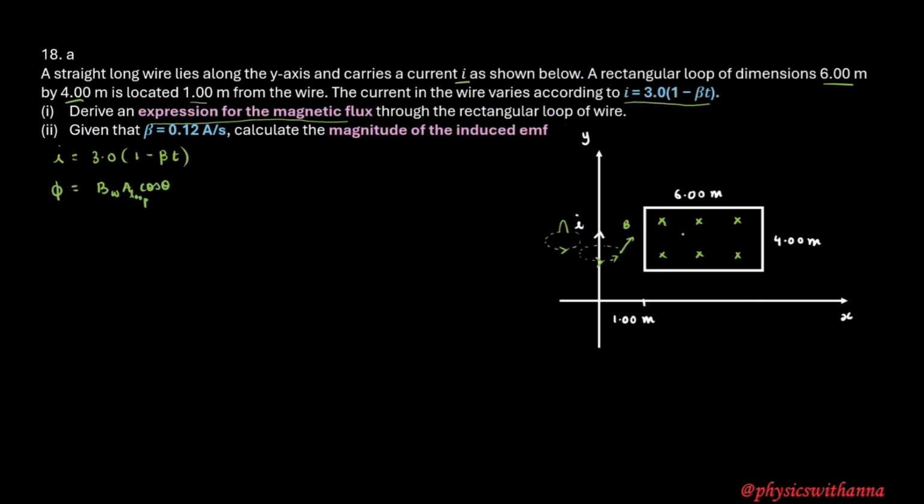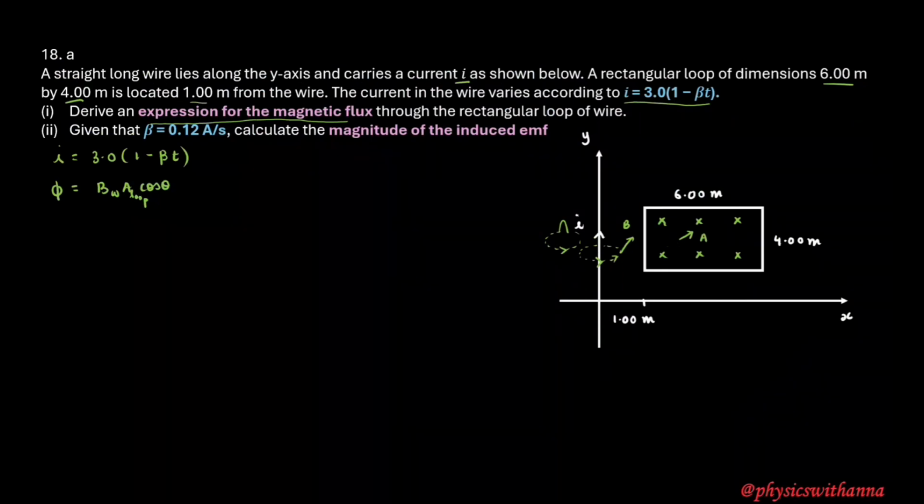Then area vector we always take perpendicular to the plane of the loop. And since this is an open loop, I can take the area vector either coming out of the plane or going into the plane. Since the magnetic field is going into the plane, I will take the area vector in the same direction. Now I can only do this when the loop is open.